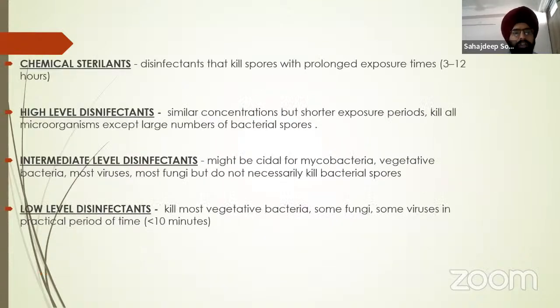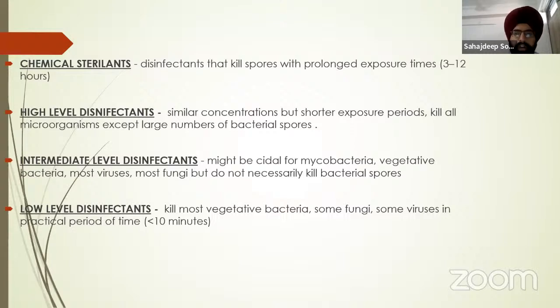Now, further classification of the disinfectants. First is chemical sterilants. These are the disinfectants that kill all spores because of their prolonged exposure time, that is from 3 to 12 hours. The second is high-level disinfectants. They are similar in concentration to chemical sterilants, but they have a shorter exposure period and they kill all microorganisms except a large number of bacterial spores.